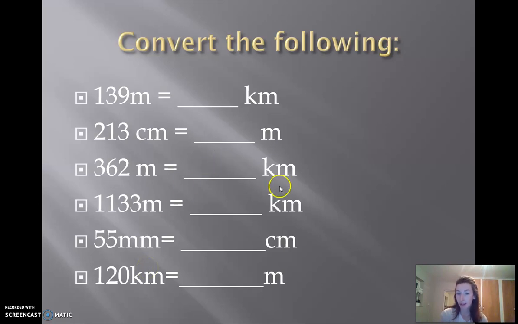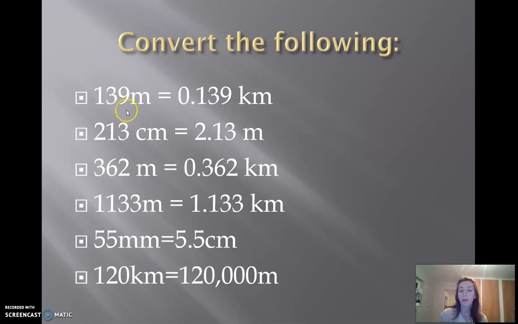So I'm going to put up the answers now. The first one, meters to kilometers, is 0.139 kilometers. 213 centimeters will give you 2.13 meters. 362 meters will give you 0.362 kilometers. 1,133 meters will give you 1.133 kilometers. 55 millimeters will be 5.5 centimeters, and 120 kilometers will be 120,000 meters. Okay, so I hope you all did okay with those.